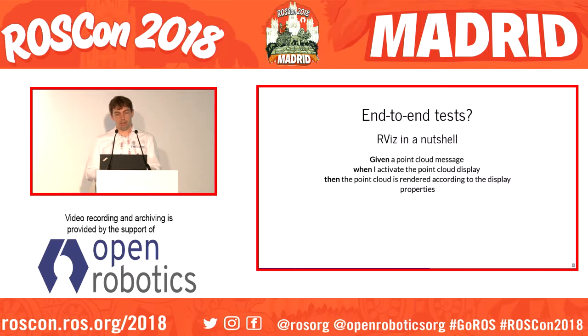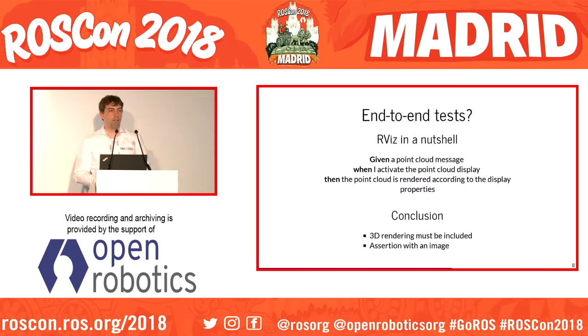So I don't need to do exhaustive testing in an end-to-end manner, but I need to do some kind of smoke tests so that I can make sure that the actual application is running, and an important part of that is the 3D rendering. If RViz works internally fine and the data representation is correct, but you see nothing in your 3D window, then it's not working. So an important point is that we need to include 3D rendering in these kinds of tests. We thought about it, and in the end our conclusion was that the only way to do this properly is to do your assertion with a screenshot of at least the 3D area.